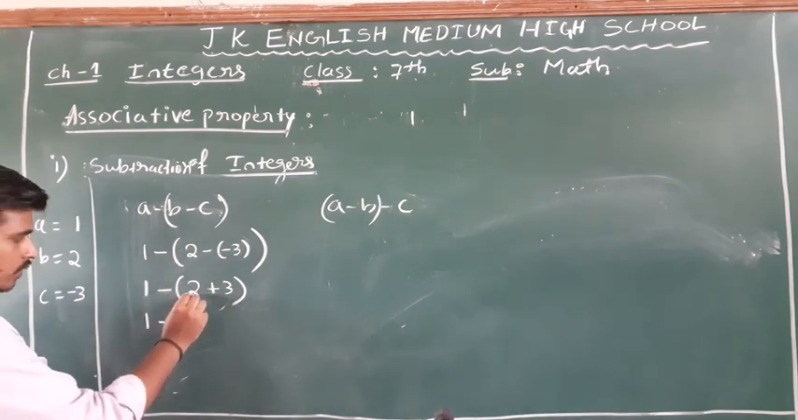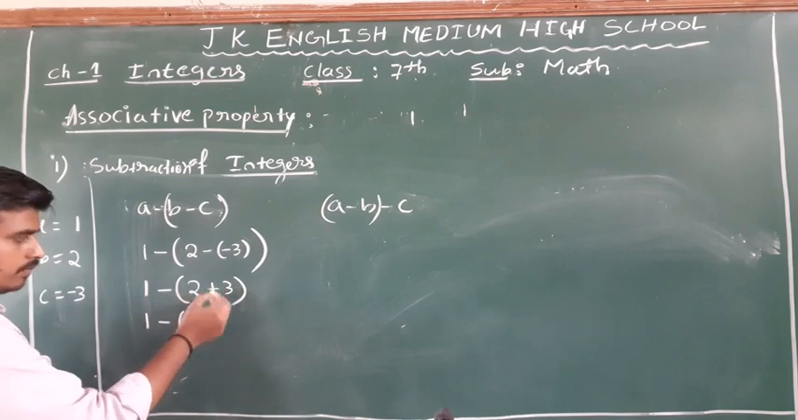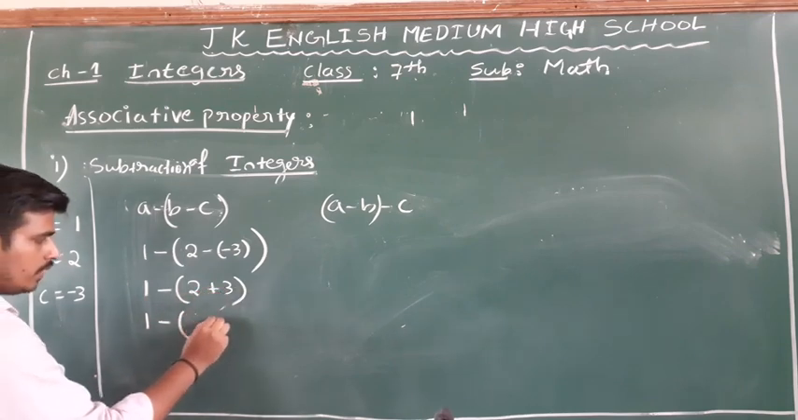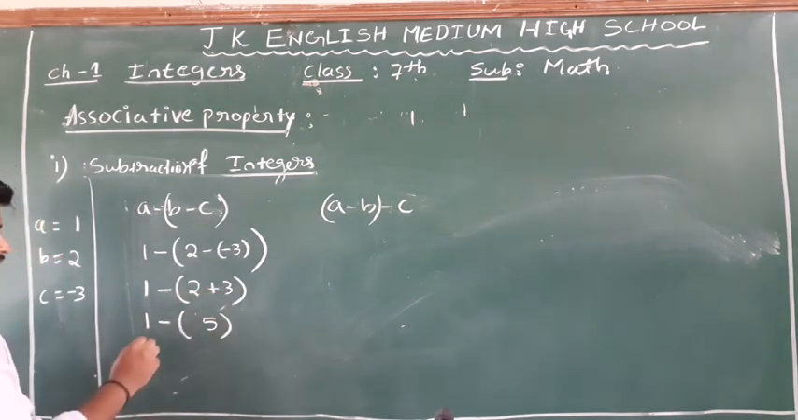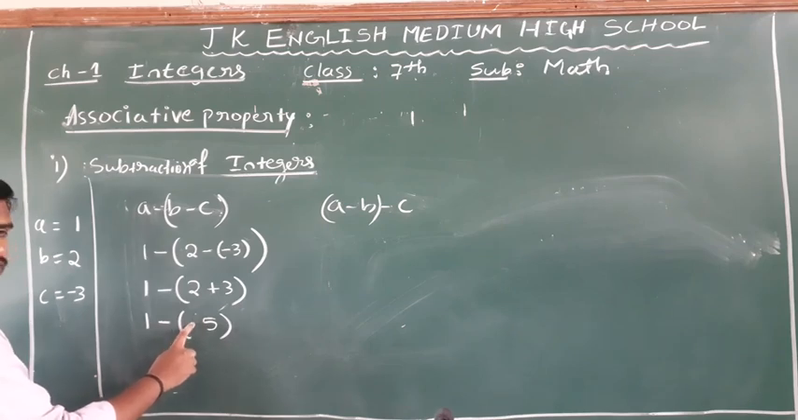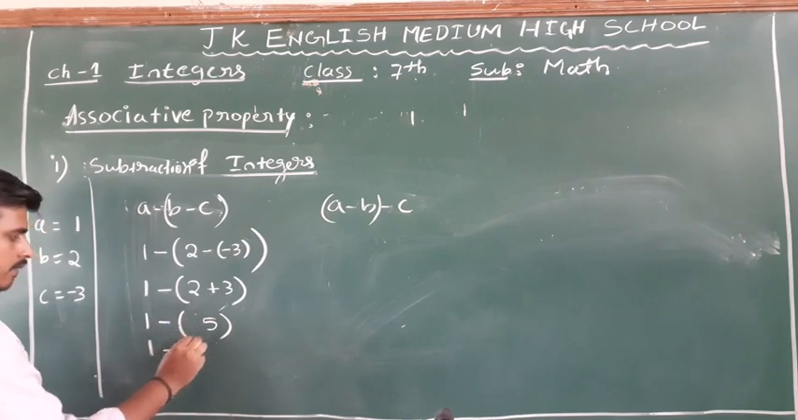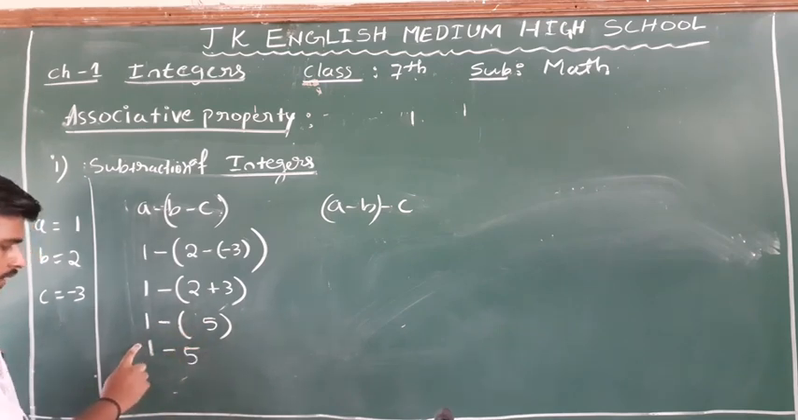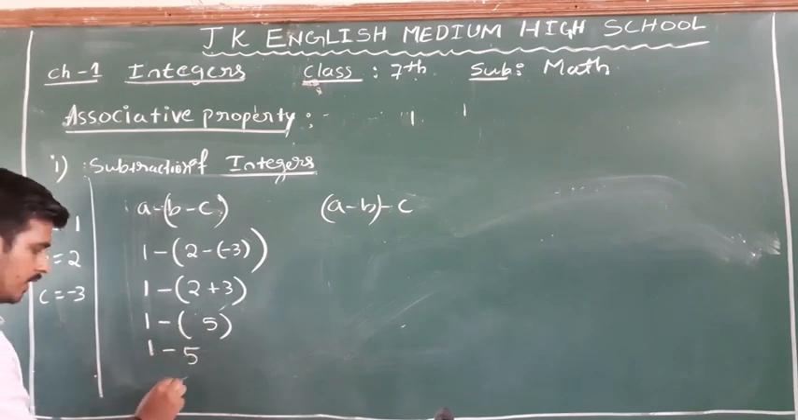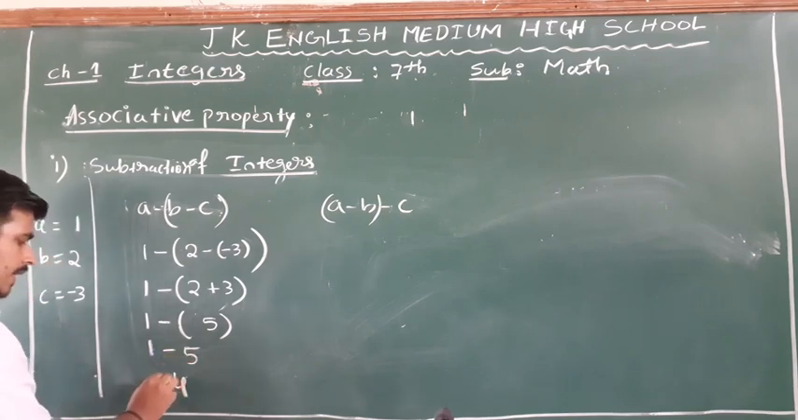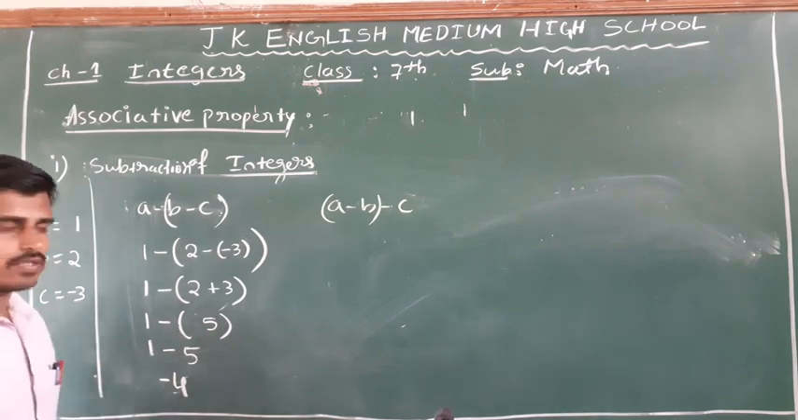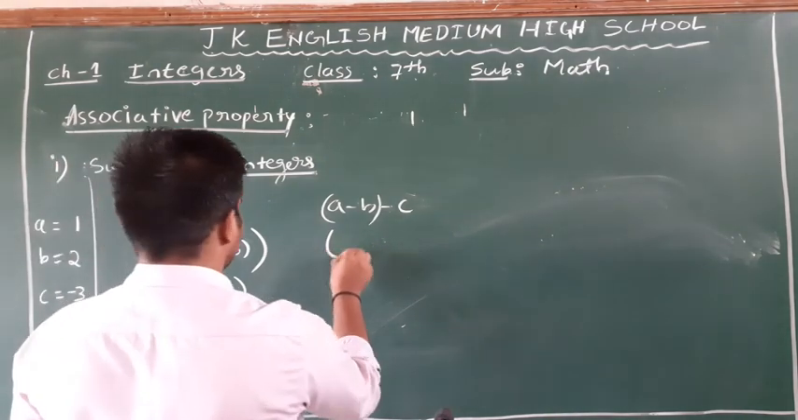So plus plus positive, addition, 3 plus 2 will give you 5. Now it has a plus 1. Minus into plus will give you minus, 5 will come outside. 1 minus 5, this is positive, this is negative, subtraction. 5 minus 1 will give you 4 and the greater number's sign. Answer is minus 4. You try here.